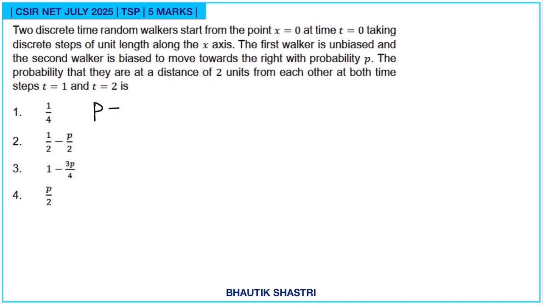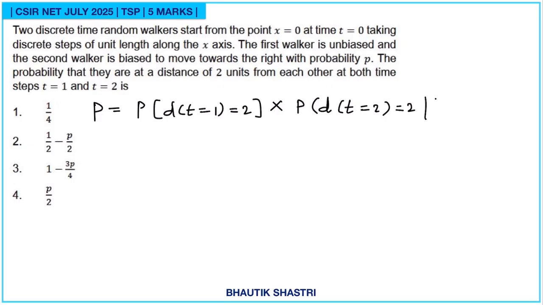So the total probability will be the probability that the distance at time t equal to 1 is 2. This is a conditional probability. So at t equal to 1 it should be 2 and at t equal to 2 also it should be 2. So both events: the distance at t equal to 2 should be 2, conditioned on the distance at t equal to 1 also being 2. So we want to find this. We'll focus on one part first.